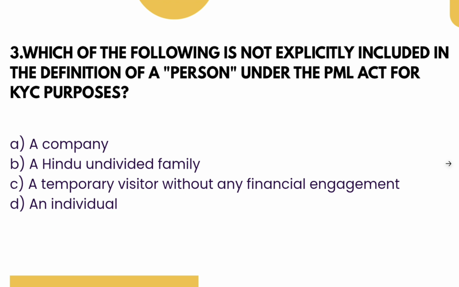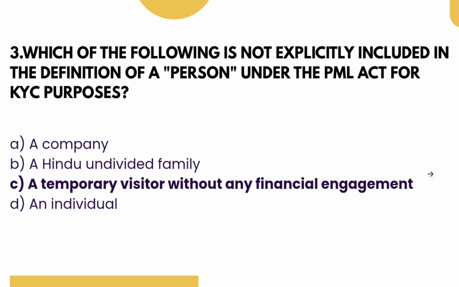Third question, which of the following is not explicitly included in the definition of a person under the PML Act for KYC purposes? A company, a Hindu undivided family, a temporary visitor without any financial engagement, or D, an individual? The answer is C, a temporary visitor without any financial engagement is not included in the definition of a person under the Prevention of Money Laundering Act.